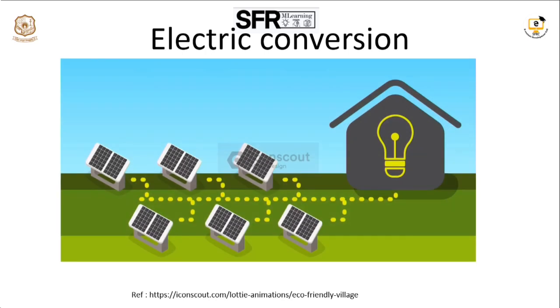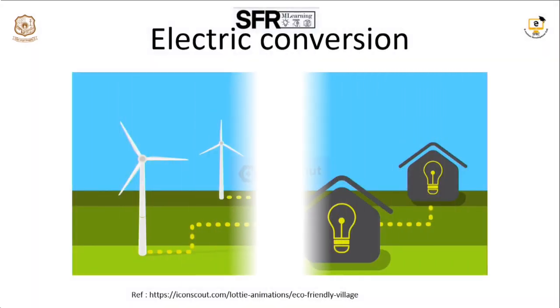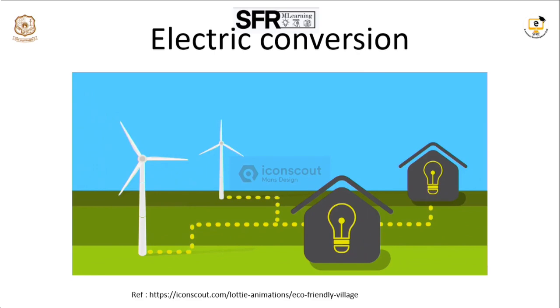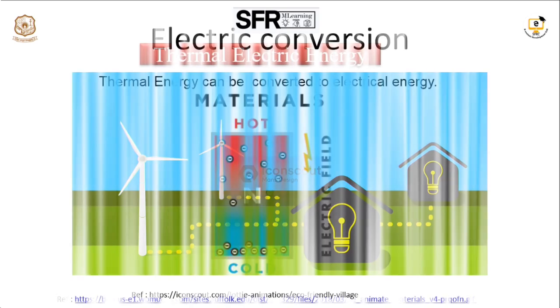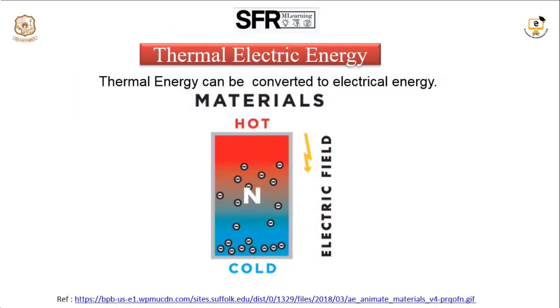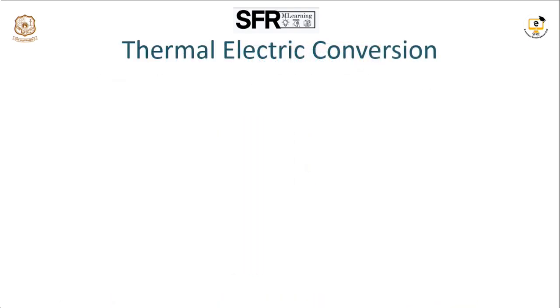Here you can see solar energy which is converted into electric energy. One more example, wind energy, which is also converted into electric energy. Another case, we are using thermal energy, which is also converted into electric energy. Here there is a temperature difference that we are using in this picture.